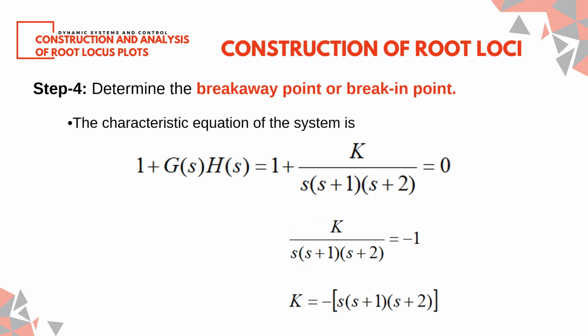The characteristic equation of the system is 1 plus G of s, H of s is equal to 1 plus k all over s, quantity s plus 1, quantity s plus 2 is equal to 0. Transposing 1 to the other side, we have k all over s, s plus 1, s plus 2 is equal to negative 1. And solving for k, we have k is equal to negative s, s plus 1, s plus 2.